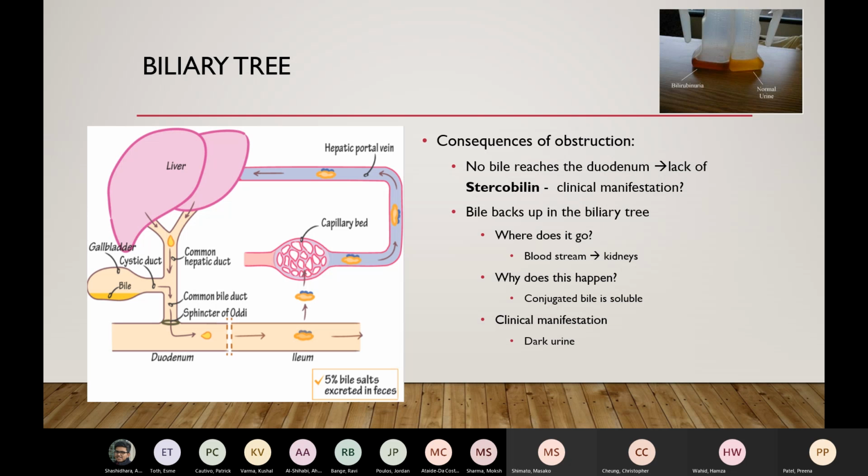Clinically, what would the person complain of? Not quite constipation. So what does stercobilin do? It's the brown colored liquid that makes your stools dark. So if you don't have any of that, what are they going to say their stools look like? Yeah, exactly. You get pale stools. Good.